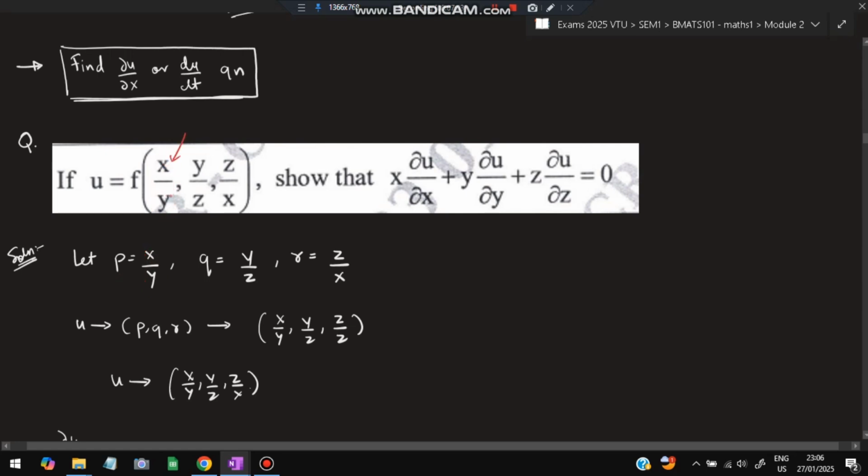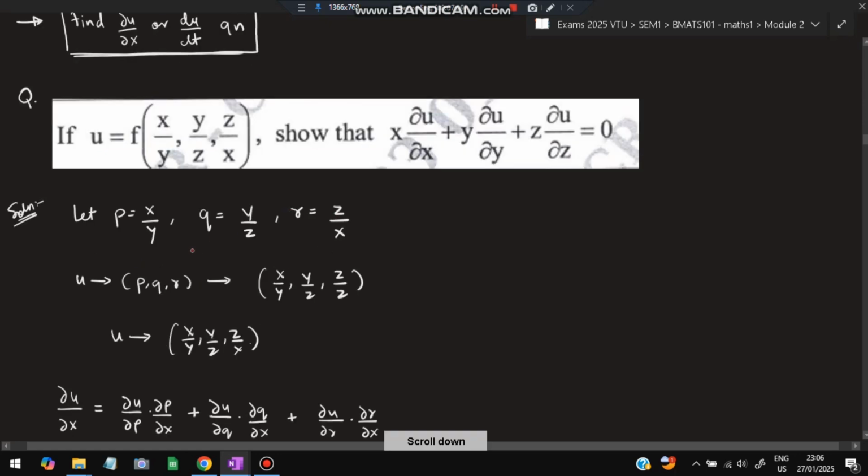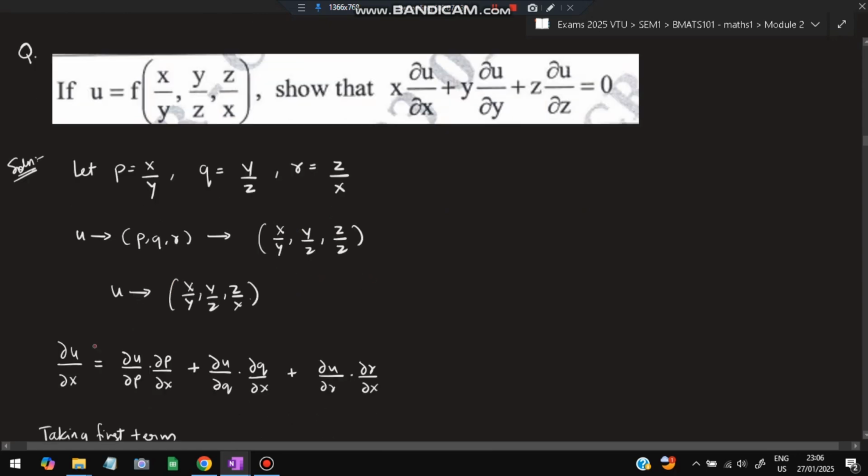So x by y will become p, y by z will become q, and z by x will become r. After that, u in terms of p, q, r will be like this. Now what you have to do is differentiate each. How many variables are there here?